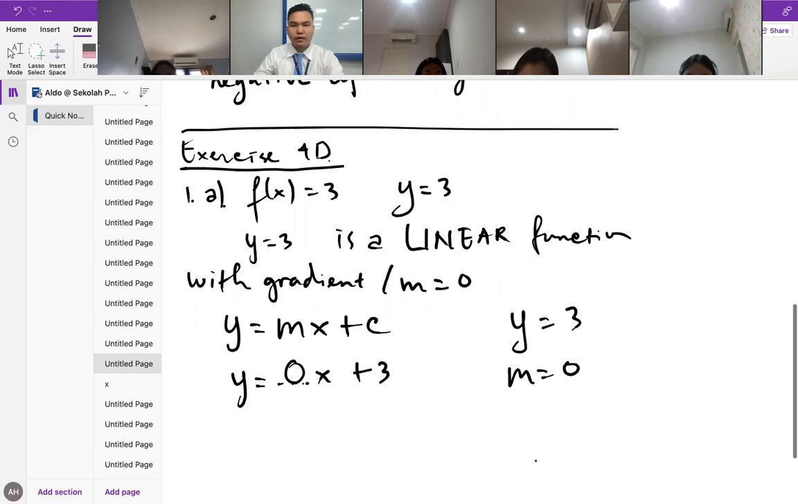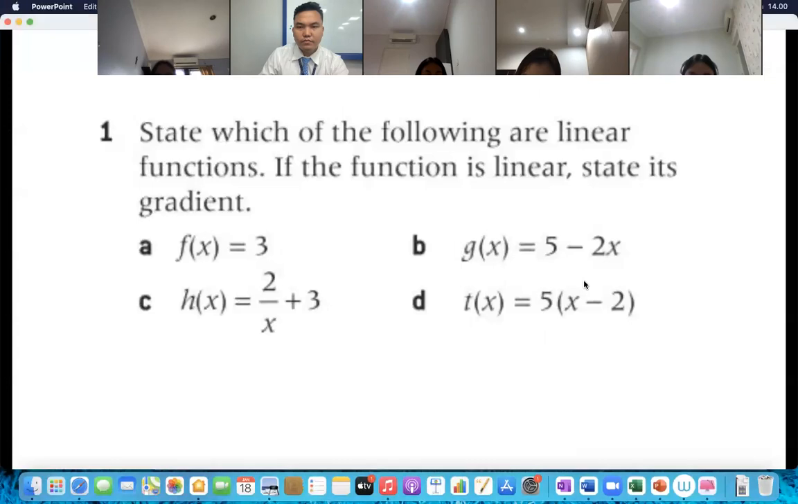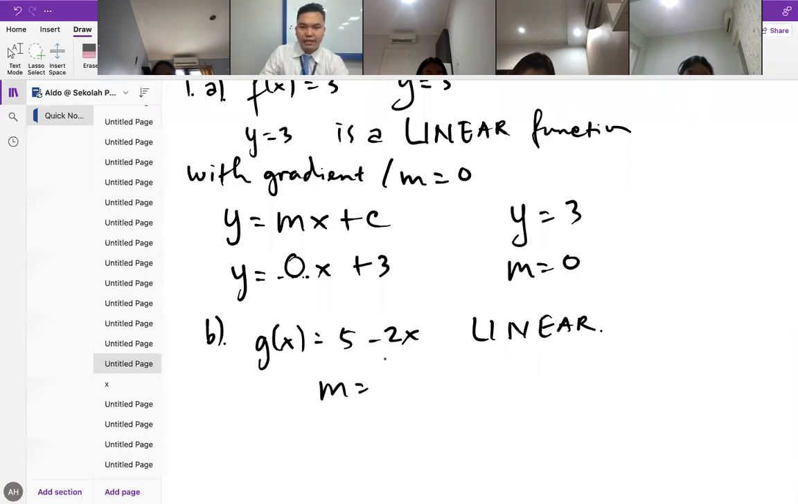Now we go to B. g(x) is equal to 5 minus 2x. This is a linear function. Why? Because the gradient is minus 2. Done.